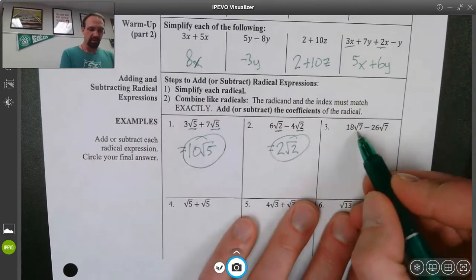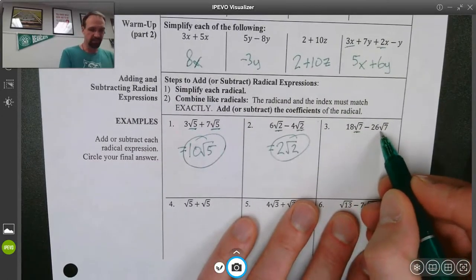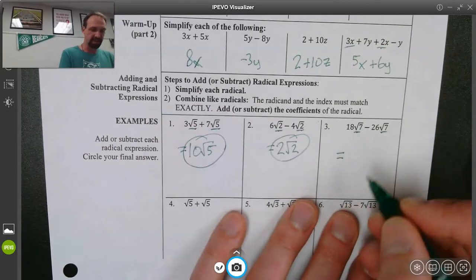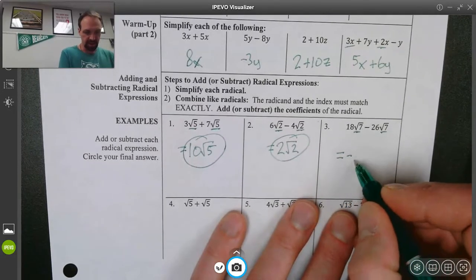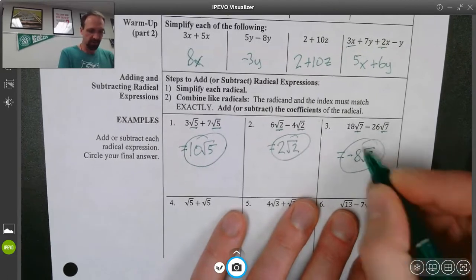This one here, same thing. These have to match. They do. That is square root of 7. So 18 minus 26 is negative 8 square root of 7.